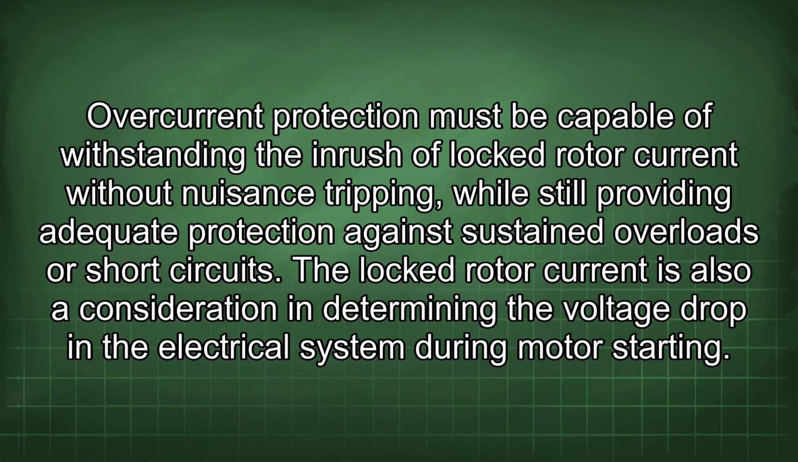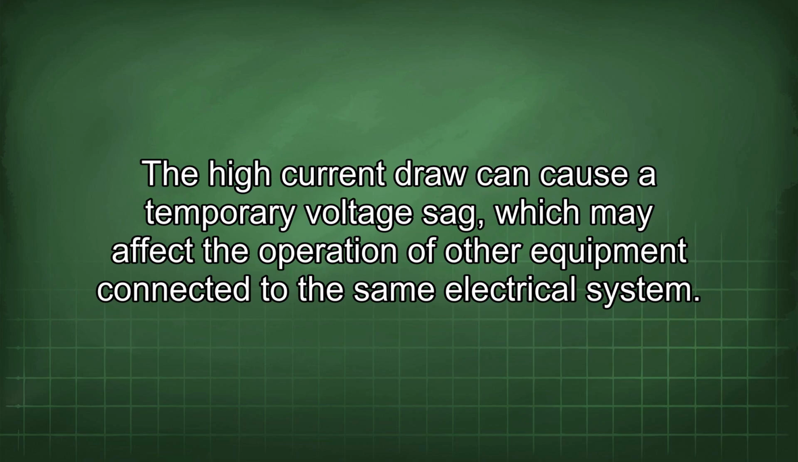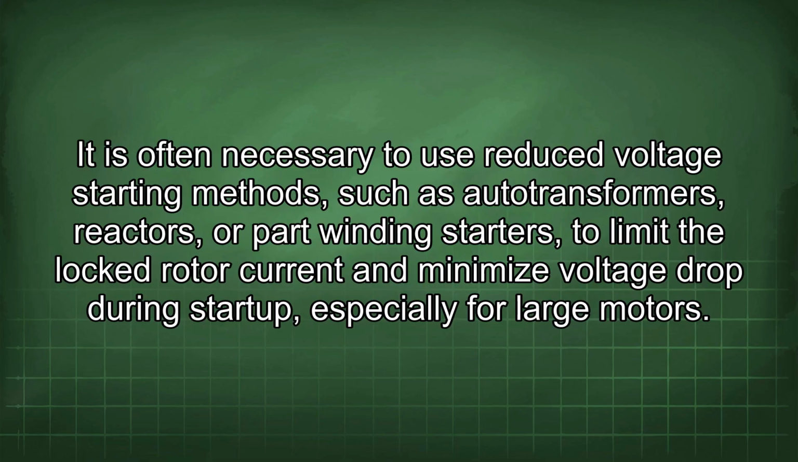The locked rotor current is also a consideration in determining the voltage drop in the electrical system during motor starting. The high current draw can cause a temporary voltage sag, which may affect the operation of other equipment connected to the same electrical system. It is often necessary to use reduced voltage starting methods such as autotransformers, reactors, or part winding starters to limit the locked rotor current and minimize voltage drop during startup, especially for large motors.